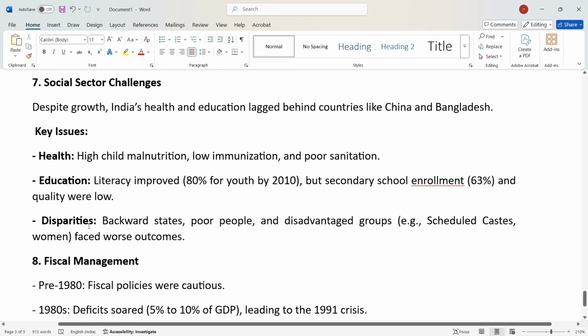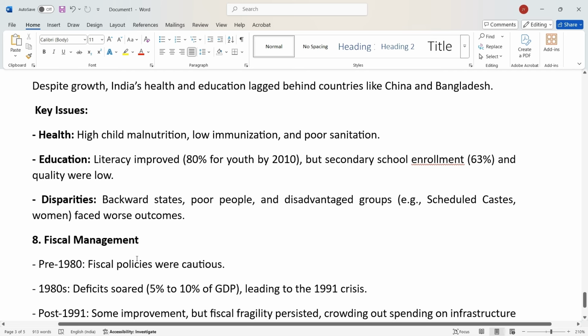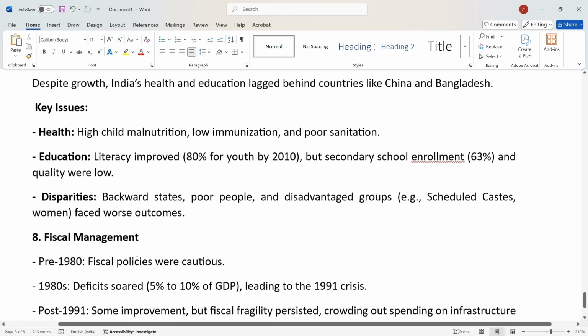There were disparities among different groups of people, like backward states, poor people, and disadvantaged groups like SC and women, who were still facing the worst results of all these happenings.